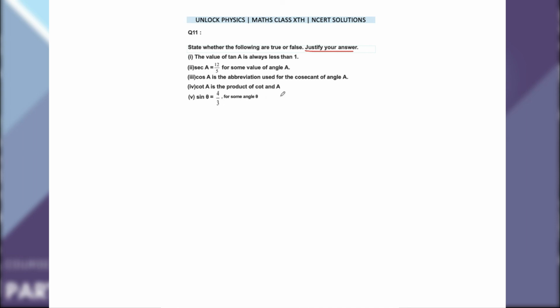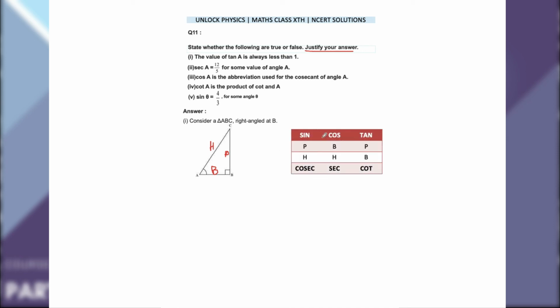Okay, so let us check the first question. Consider triangle ABC right angled at B. Since we are talking about angle A, this will be our perpendicular, this will be our base, and this will be our hypotenuse. Considering our trigonometric ratio table reading from top to bottom, this is 5 and this is 12. So tan A is equal to perpendicular upon base, which is 12 by 5.